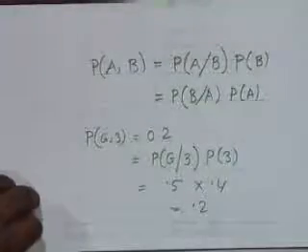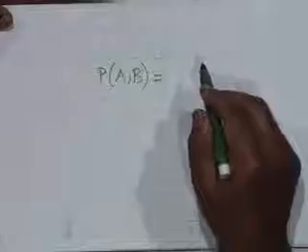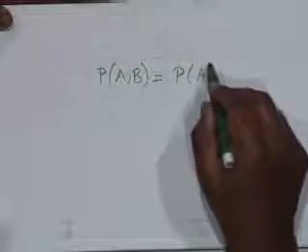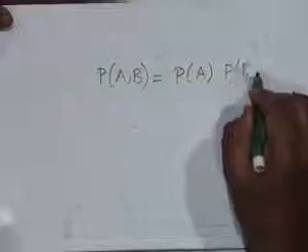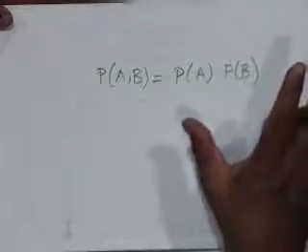I conclude this lecture by asking you a question, that is, under what condition is this joint probability equal to the product of marginal probabilities, P(A) times P(B)? A and B must be independent events.